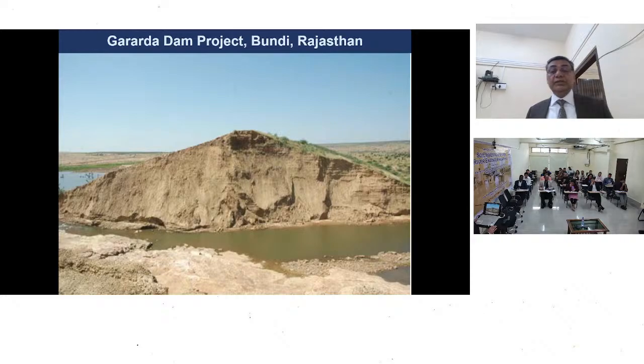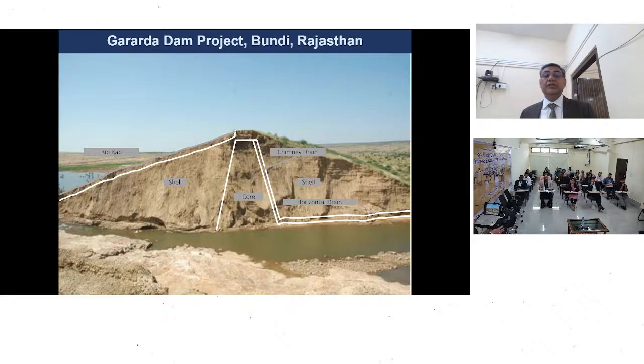Here is another typical section of it. We visited this project and did a health assessment of the dam and the remaining portion. This is what we were told: the riprap, the shell, the core, horizontal drain, chimney. But when we did the investigation, we could not find any of these. Basically, we found that it is a homogeneous dam, and the material which was said to have been used was not the one actually used for construction.